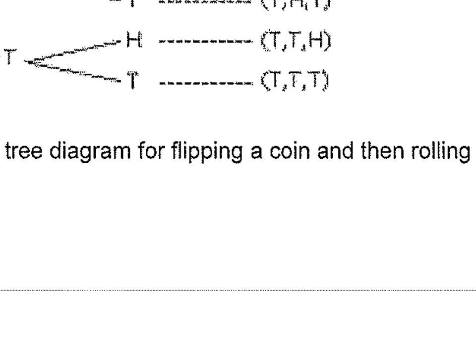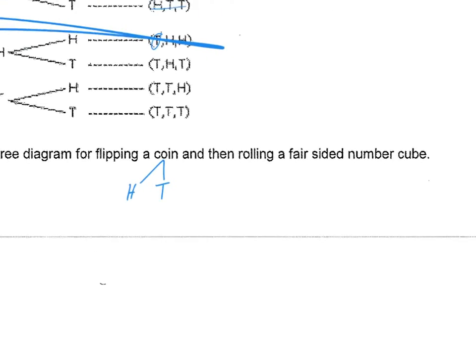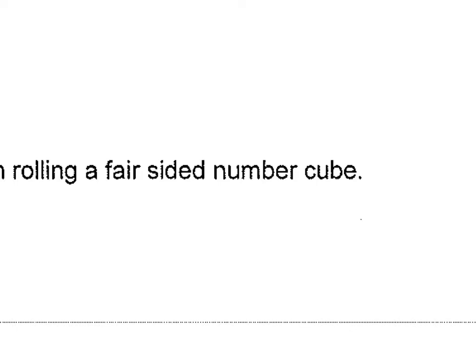So with our coin, we've got 2 options. We can get either heads or we can get tails. If we roll a number cube, well, there are 6 different options. We've got 1, 2, 3, 4, 5, and 6. Those are all of our options.